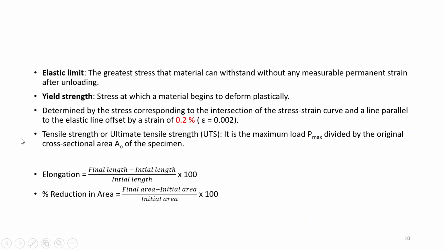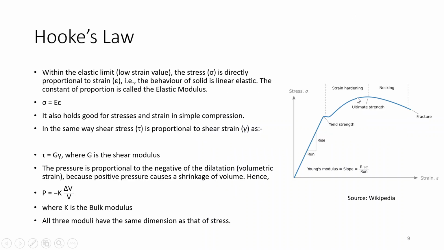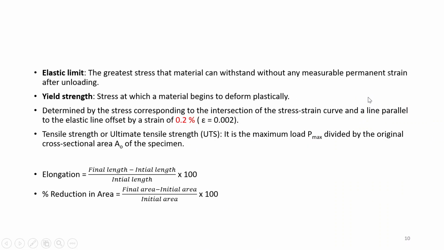And the tensile strength, or ultimate tensile strength, is the maximum load P max divided by the original cross-sectional area A naught of the specimen. So this corresponds to the maximum point in the case of the engineering stress-strain curve.